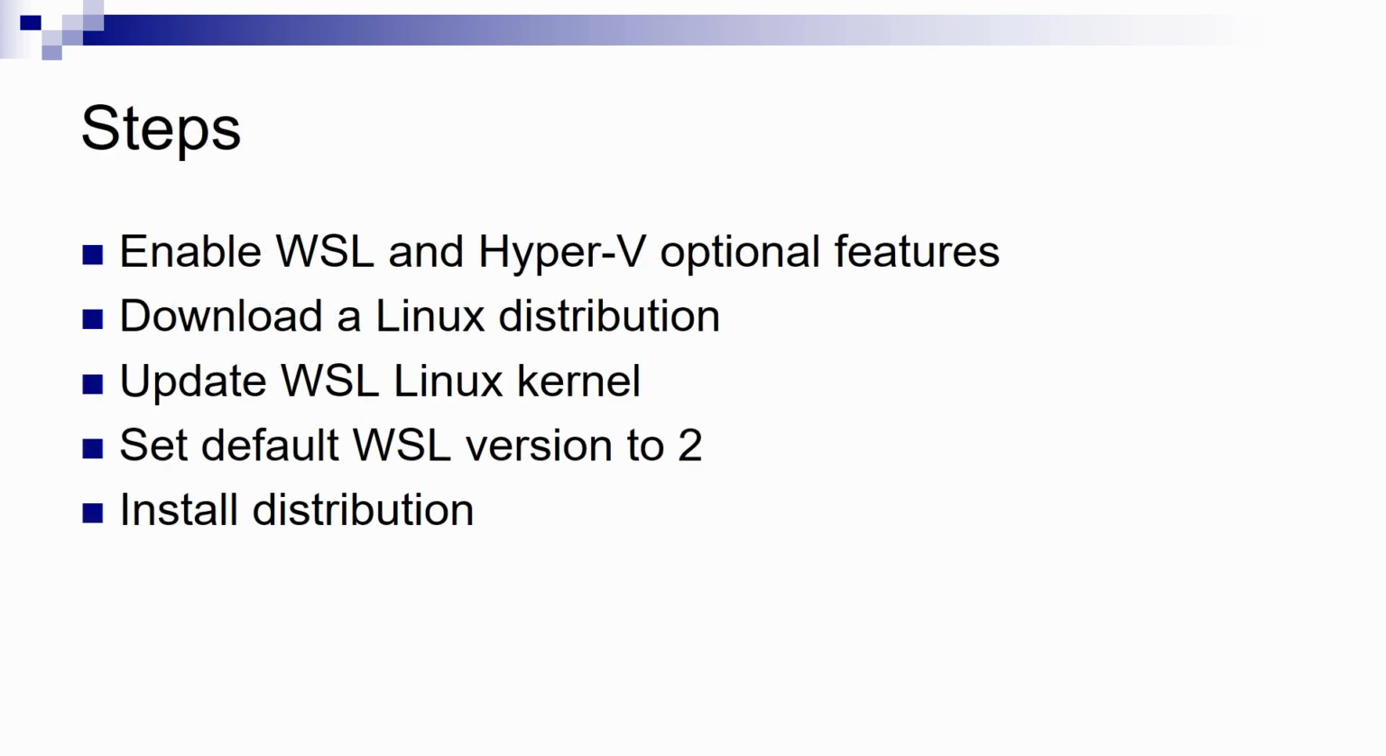The basic steps that we will do in this video are: first, enable WSL and Hyper-V as optional features on the Windows 10 installation. Then download a distribution. After that, we need to update the WSL Linux kernel, and it's actually pretty simple, you will see. Then we will set the default WSL version to 2, because by default it's set to 1. And finally, of course, we will install the distribution that we downloaded. Let's go and see the code.